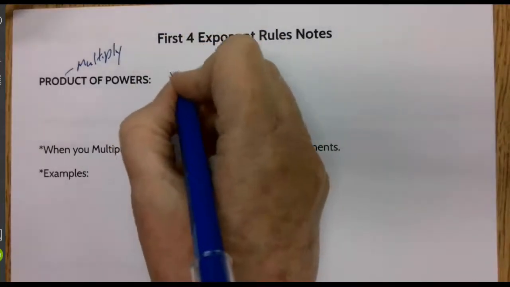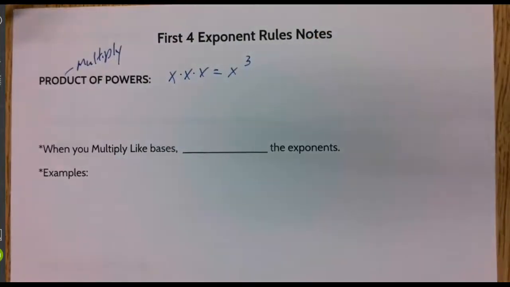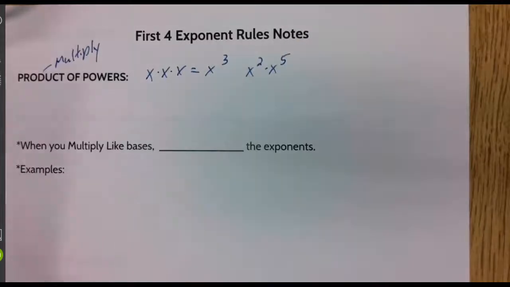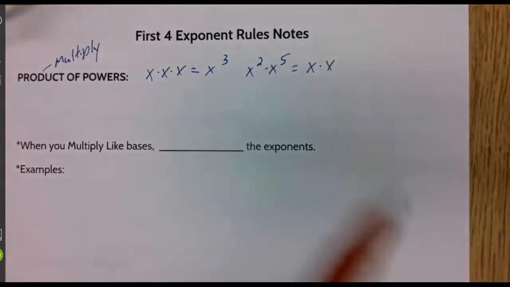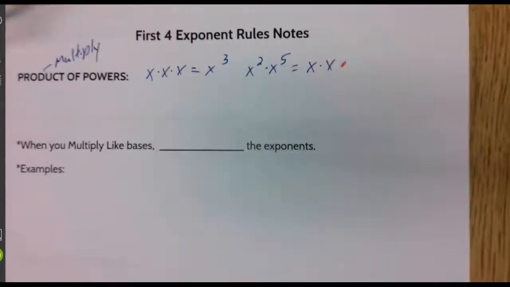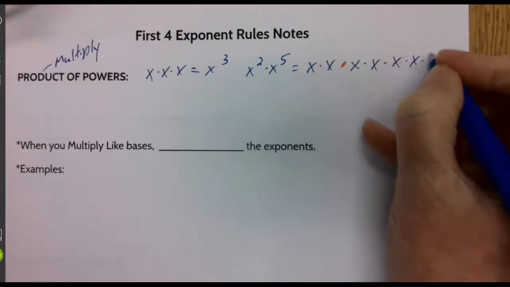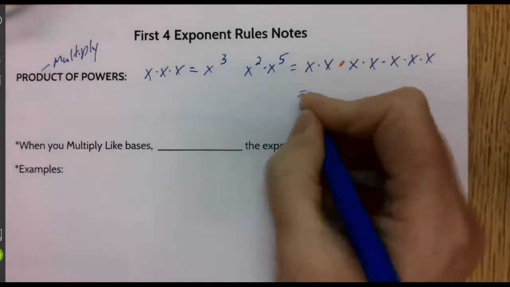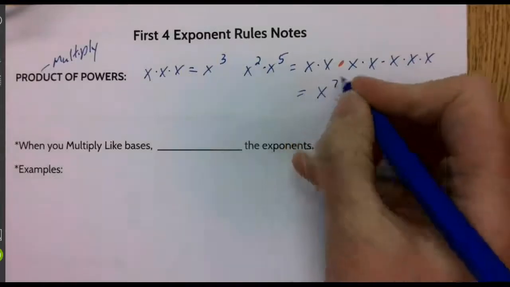So we all know that x times x times x is equal to x to the third. Yes? Good. Now if I take x to the second times x to the fifth, I want to show you what we know is true. We know that that would be equal to x times x times x times x times x times x times x. Now let's do what we did over here. That'd be 1, 2, 3, 4, 5, 6, 7 x's. So that's x to the 7th.